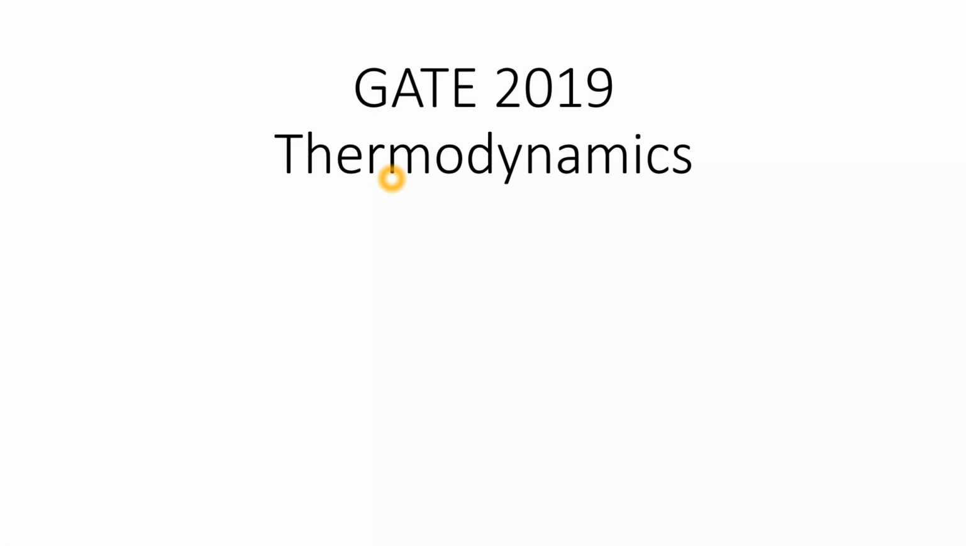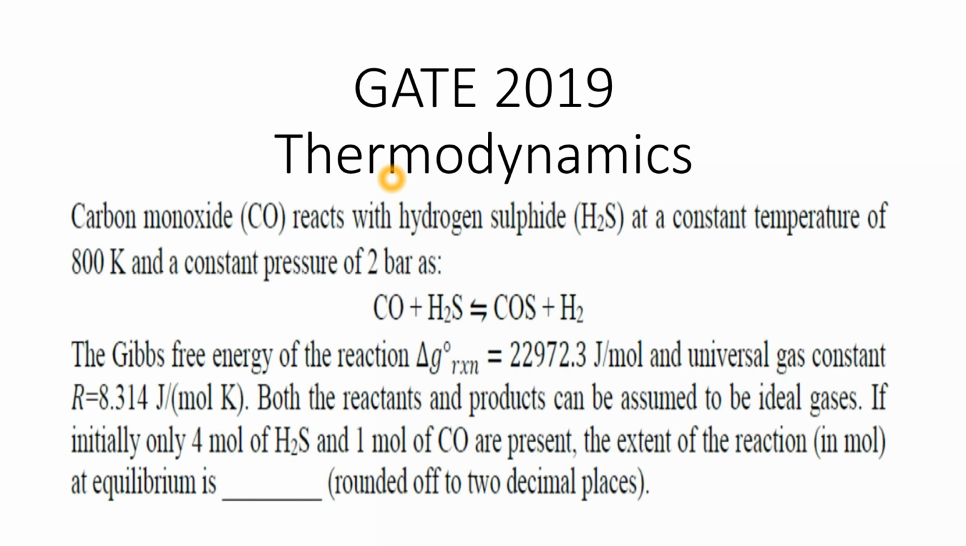Here we have a new question, that is GATE 2019 Chemical Engineering Thermodynamics. Here the question is: carbon monoxide reacts with hydrogen sulfide, means CO plus H2S, at a constant temperature of 800 Kelvin and a constant pressure of 2 bar. Remember this. Here it is a constant pressure of 2 bar and the temperature is 800 Kelvin.